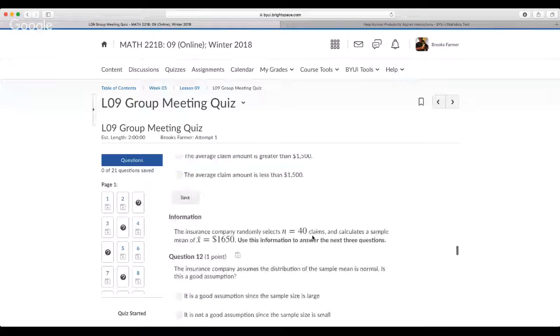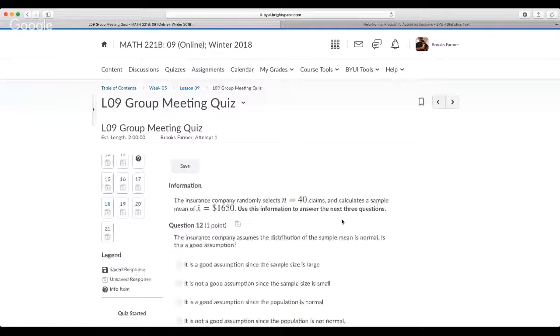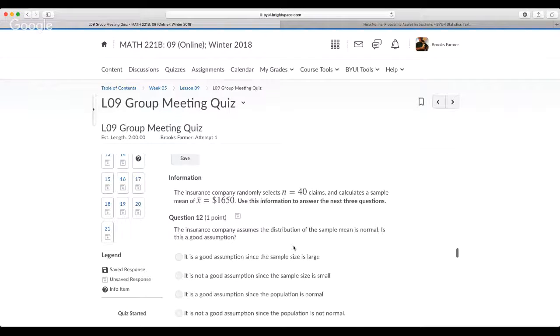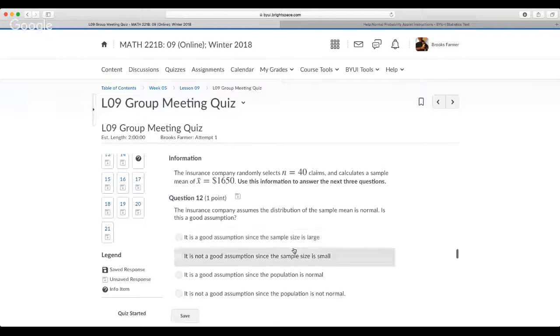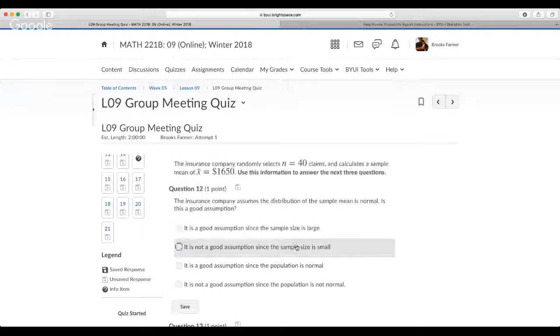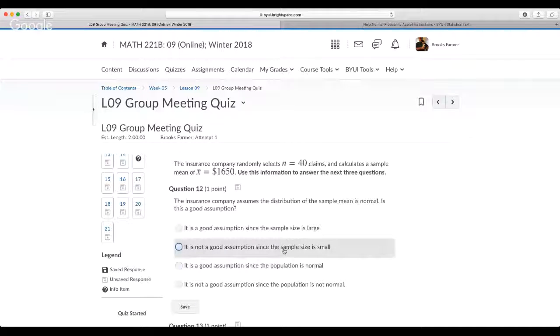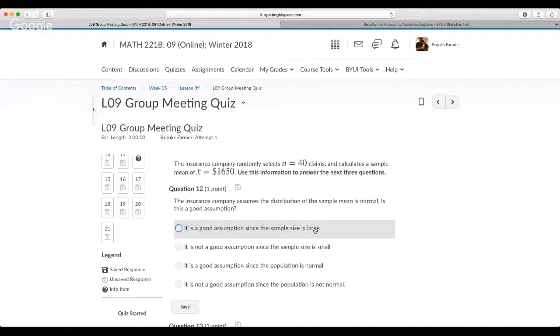The insurance company selects n equals 40 claims and calculates a sample mean of x bar 1650. All right, so the insurance company assumes the distribution of the sample mean is normal. Is this a good assumption? Which one do you think it is? Sample size is large. Yes.